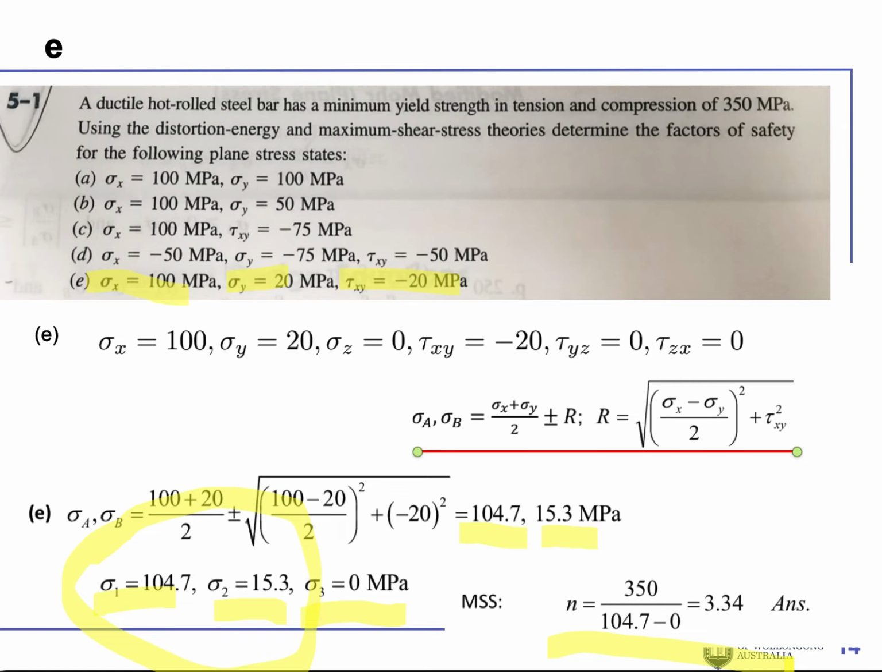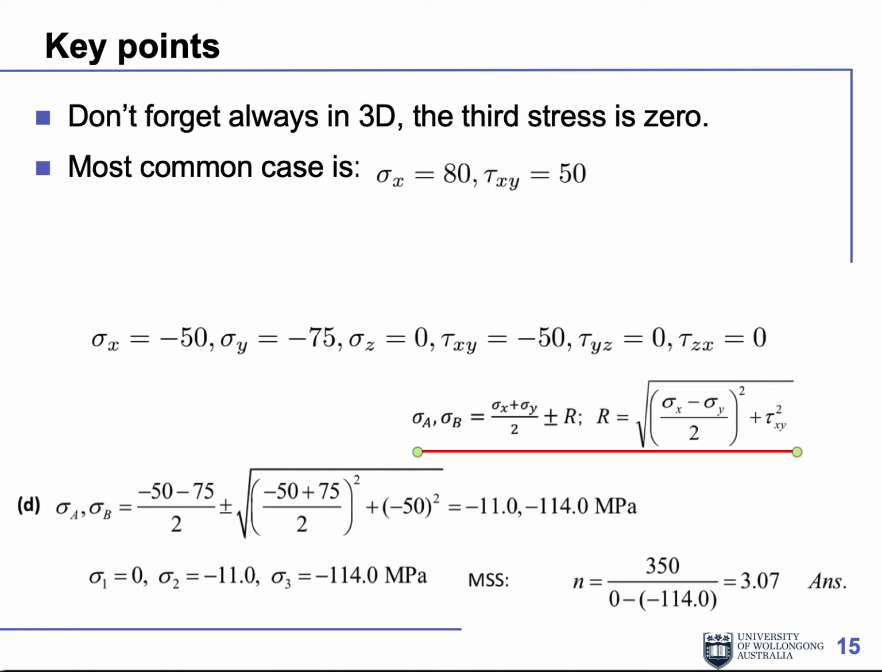So these five questions are quite good. They cover all the cases you might have in a planar situation to get the principal stress. And once you get the principal stress, you order them from the biggest to the smallest, then you put that into the maximum shear stress theory. Then you can solve the problem. The key point here is, don't forget, even in a planar situation, all our components are always three-dimensional. So the third one is always there, it's just 0, so it just isn't mentioned.